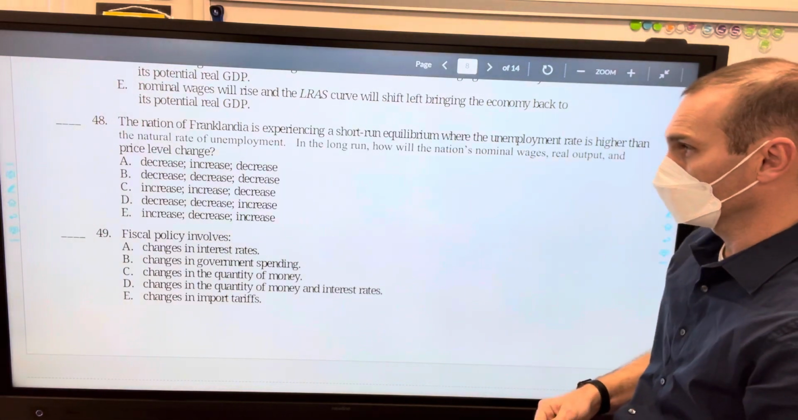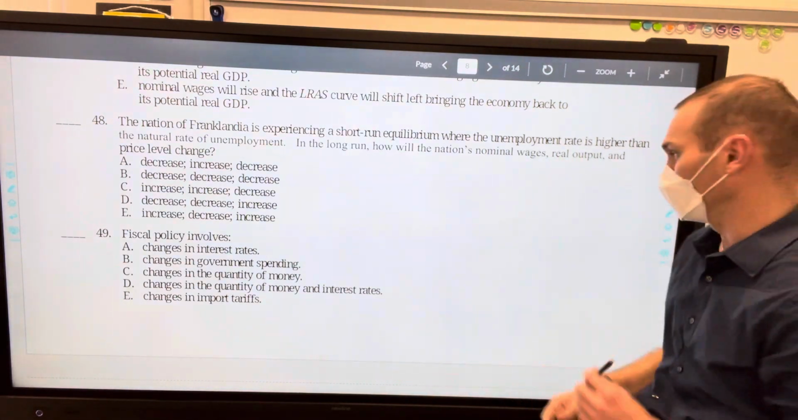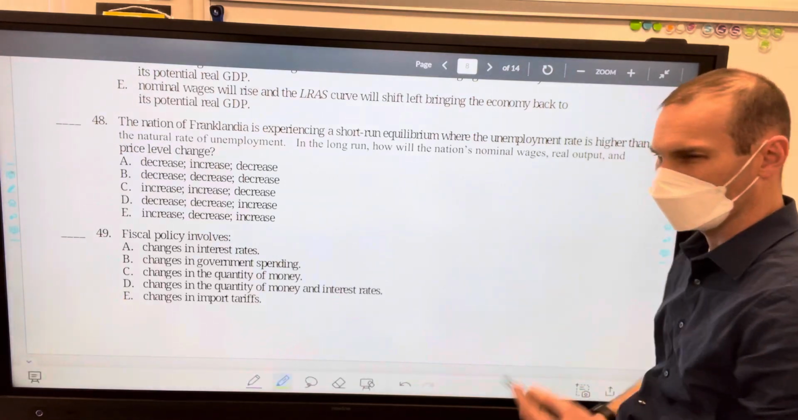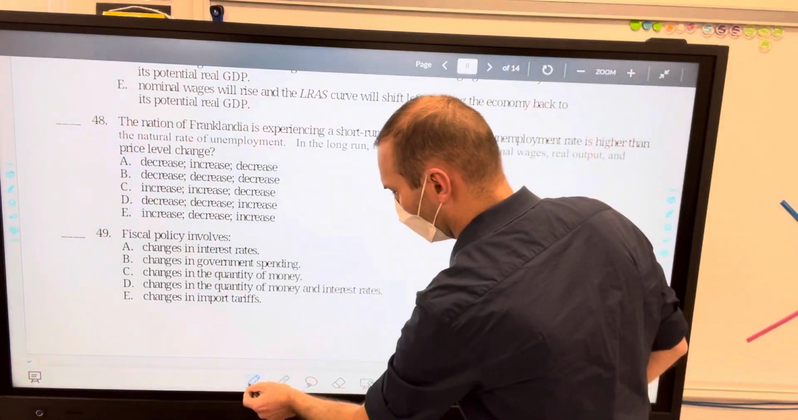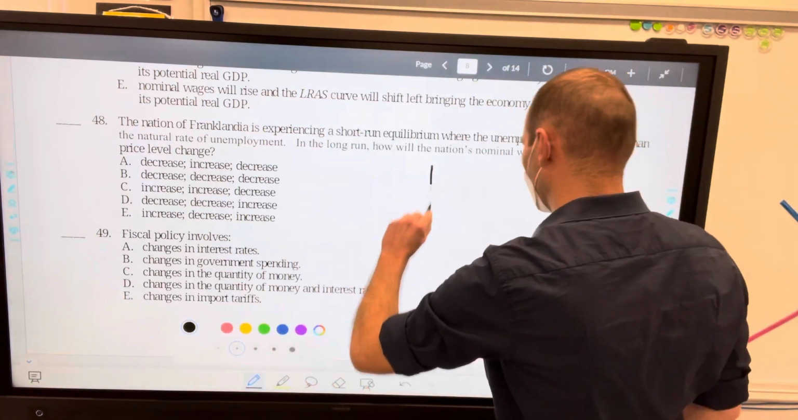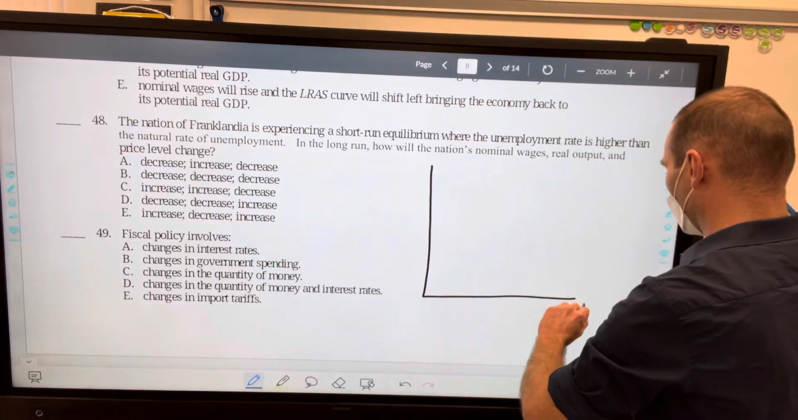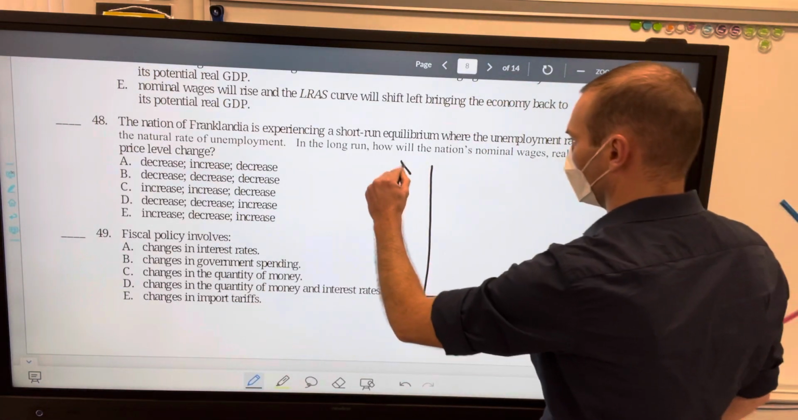In the long run, if there's a recession, okay, so here, actually, let's just graph this whole thing out, make sure we're all getting the idea. So we go ahead and we have our graph here.